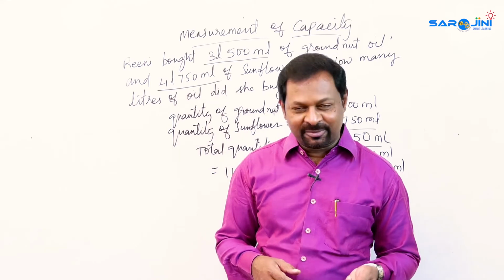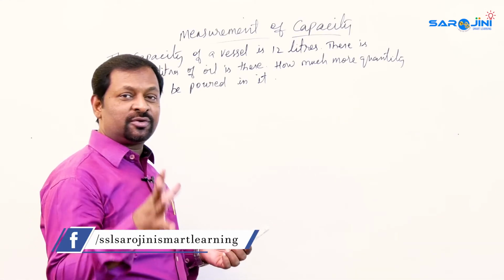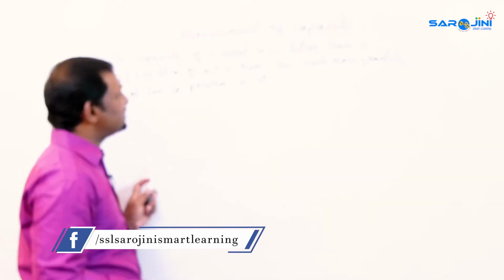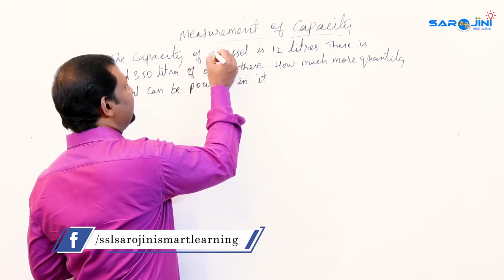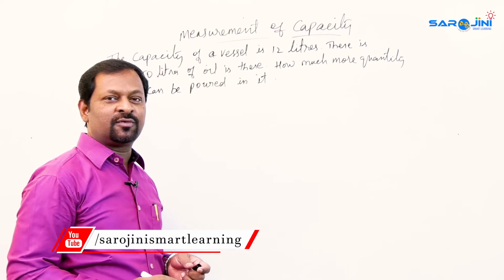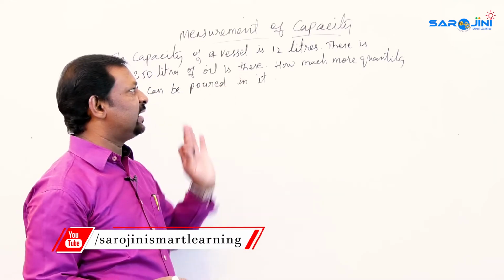Okay, we'll go with one more example. Now here is a question. We have to check whether it is addition, subtraction or multiplication. The capacity of a vessel is 12 liters. So the total quantity of that vessel is 12 liters.